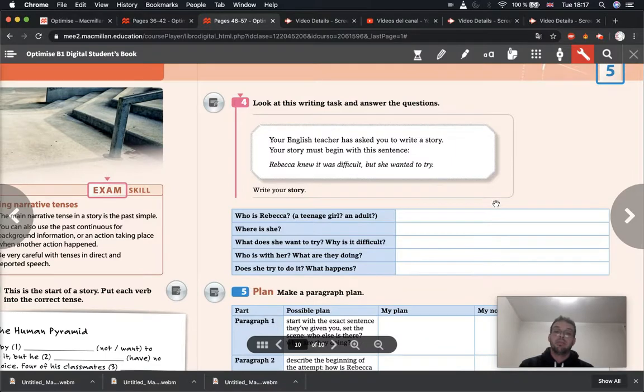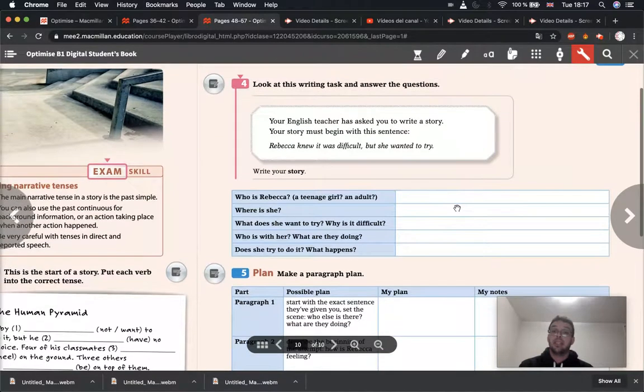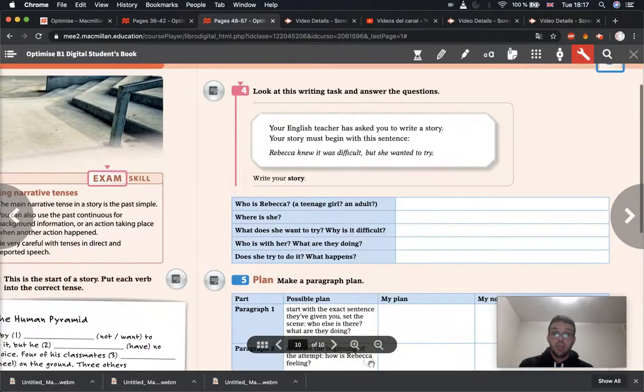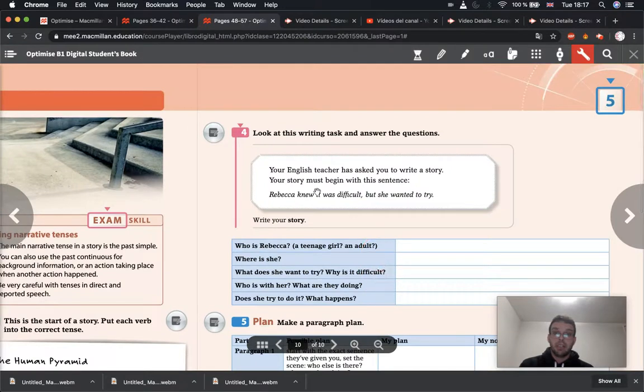So let's try and do a writing. This is your task. This is what you have to do. It's going to be about 100 words. Your English teacher has asked you to write a story. It must begin with this sentence: "Rebecca knew it was difficult, but she wanted to try."